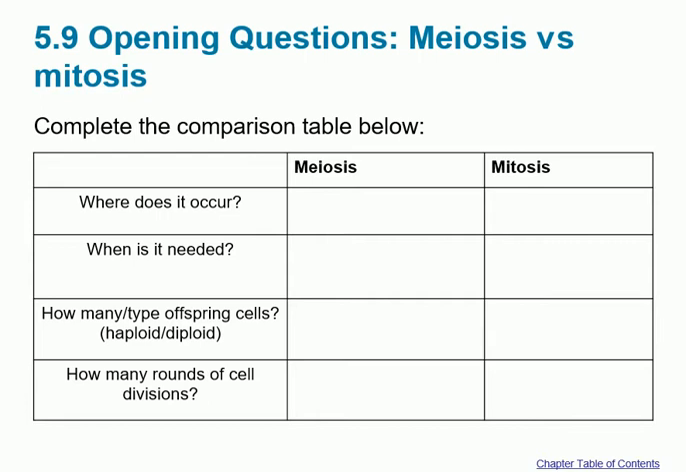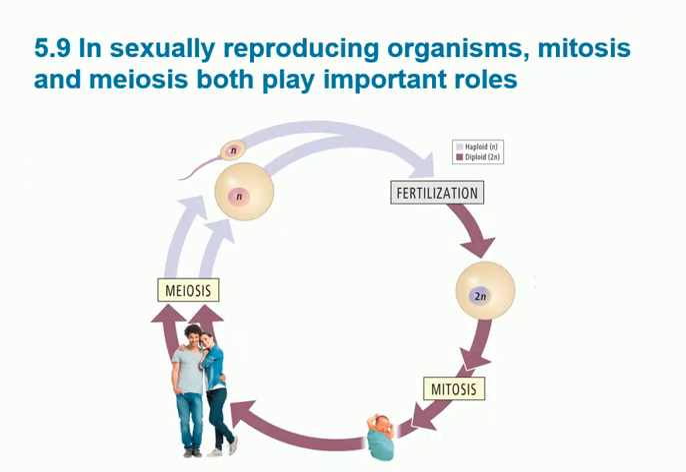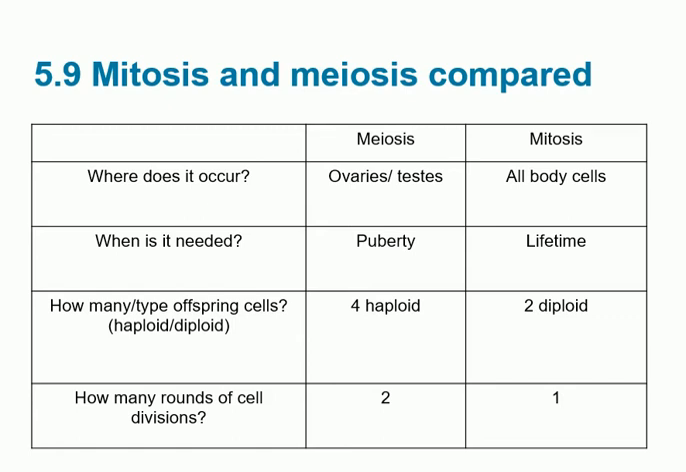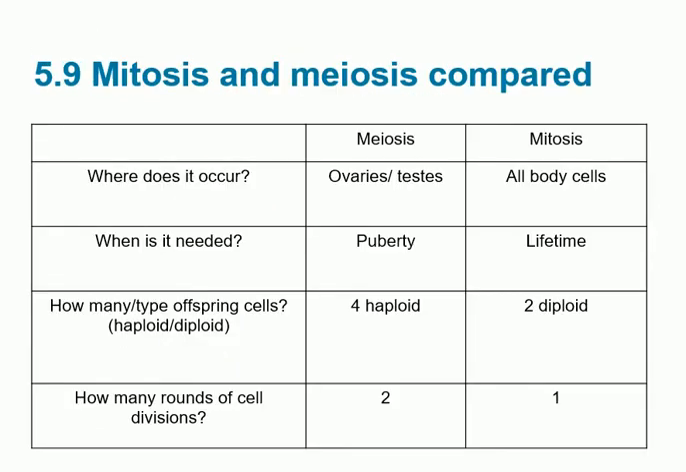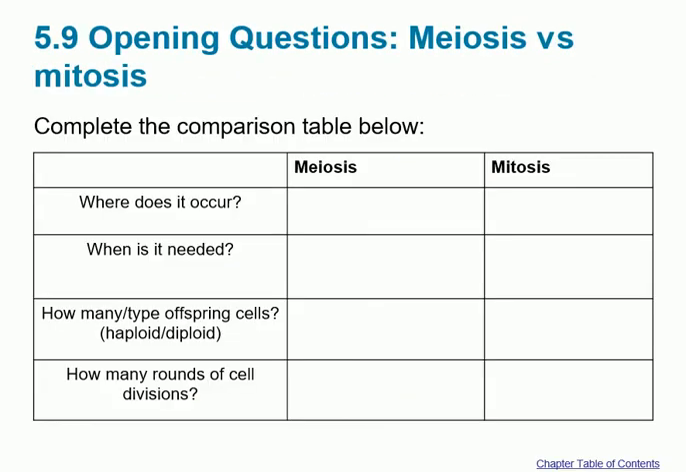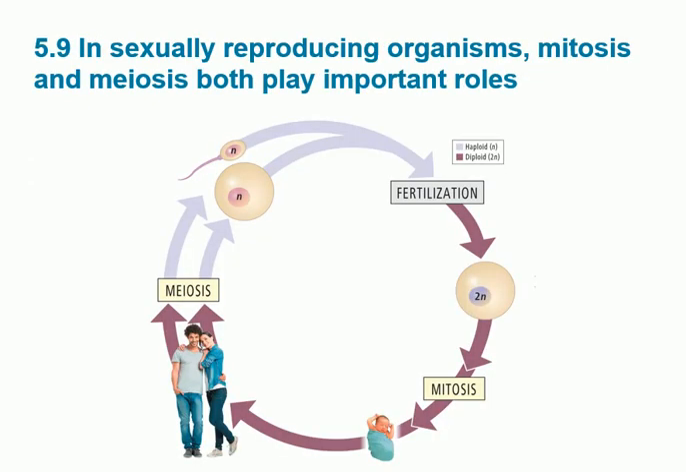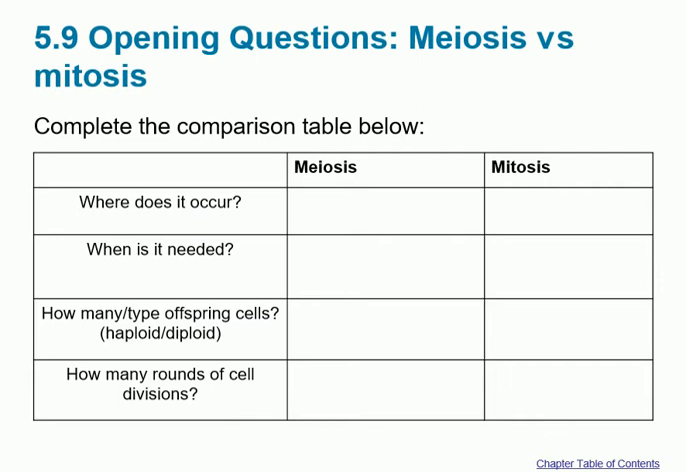What type of offspring cells? Is it haploid or diploid? Here haploid, and here diploid, yeah. How many cells do you produce here? 4. Oh no, there are 2 divisions. How many cells first? 4, and here 2. How many rounds? 2 rounds here, and how many rounds here? 1.